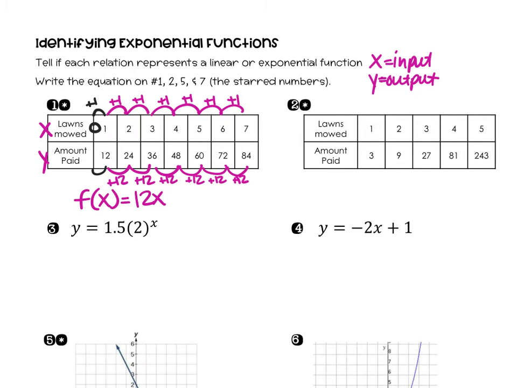I want to think, all right, what plus 12 would give me 12? And that would have to be 0. So if my starting point is 0, I don't actually need to put that because 0 doesn't change anything. So I can just erase that off of there, and this would be my final answer.